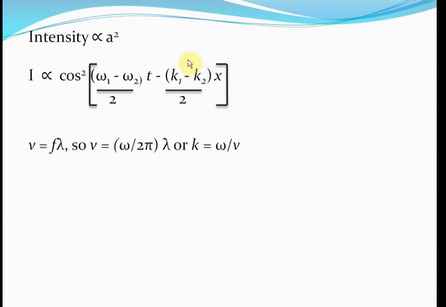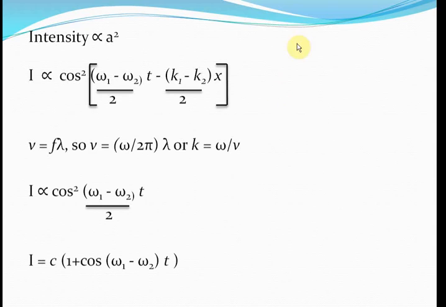Now if we carefully consider the value of k1 minus k2, we can neglect k1 minus k2. Why? Because we've already discussed that omega 1 is very near omega 2. And if that is so, k1 is even nearer to k2 because k is omega divided by v. So if omega 1 minus omega 2 is a small number, then (omega 1 minus omega 2) divided by v, which is k1 minus k2, is an even smaller number. So we can safely neglect k1 minus k2. When we do that, we get intensity approximately proportional to cos square of (omega 1 minus omega 2)t by 2.